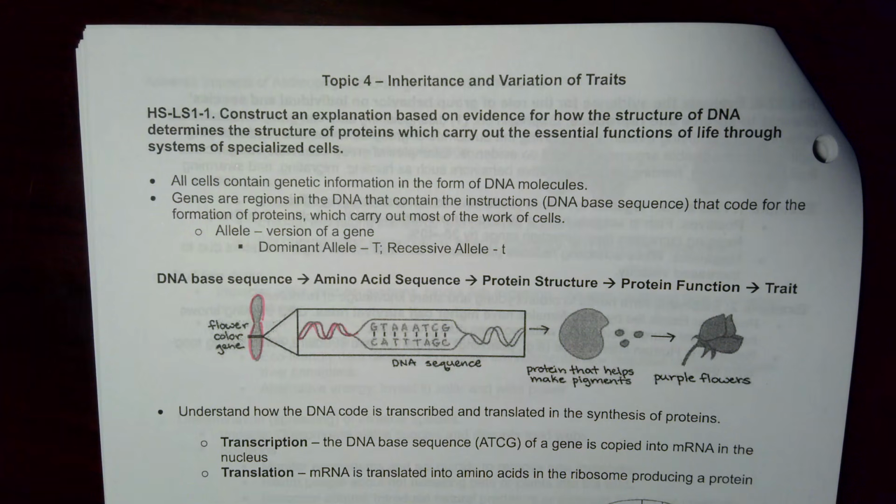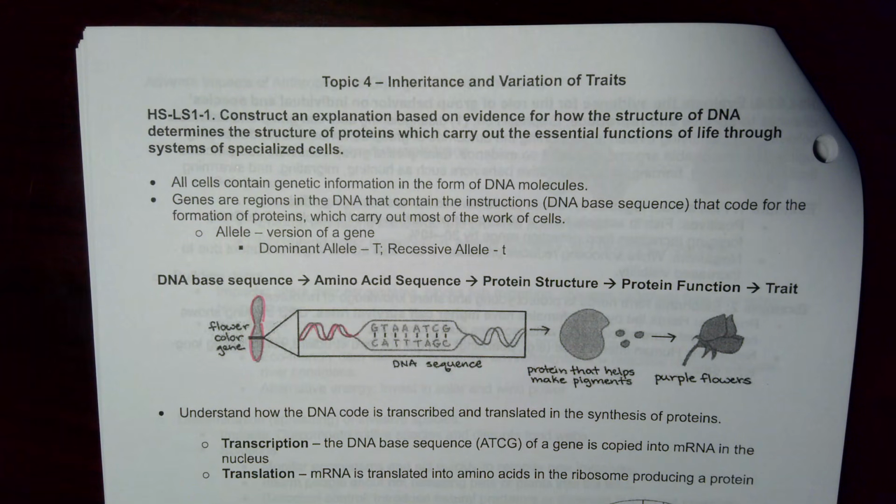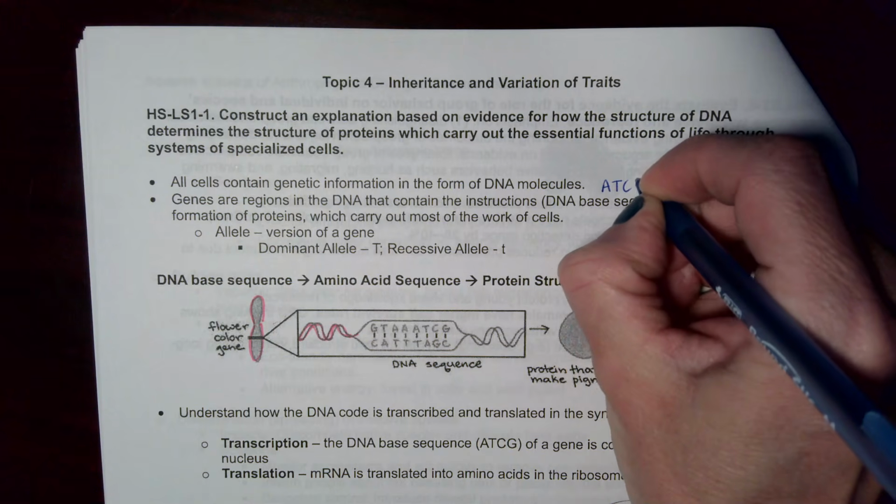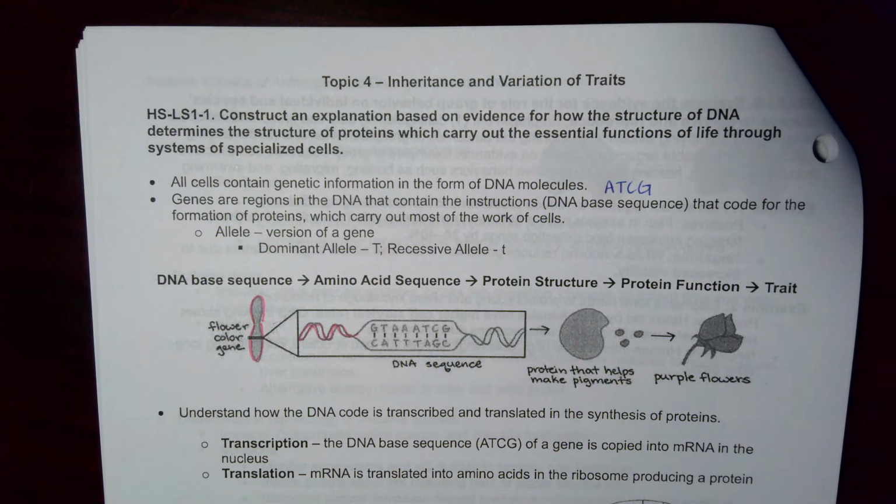Genes are regions of the DNA that contain the instructions, or the DNA base sequence, that code for the formation of proteins. Remember, my DNA base sequence is referring to my letters A, T, C, and G. We have our base pairing rules, apples in the trees, cars in the garage. So I need to remember that A and T pair up and then C and G pair up.